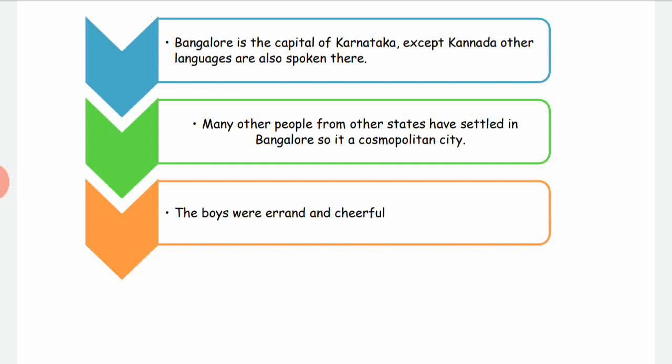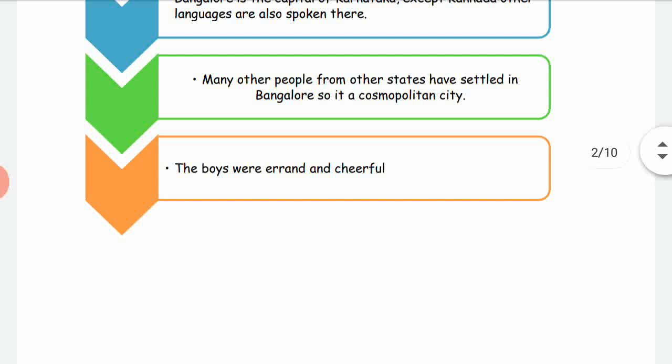Cosmopolitan means a place where many people from other states, other regions have come and settled. That type of a place is known as a cosmopolitan city, where not only the people indigenous to the state, original born and brought up persons of the state reside, but also persons from other states come and reside there. So Bangalore is such a cosmopolitan city. The boys were errant and cheerful. The boys were very cheerful and errant. Which boys? Ram and Gopal.